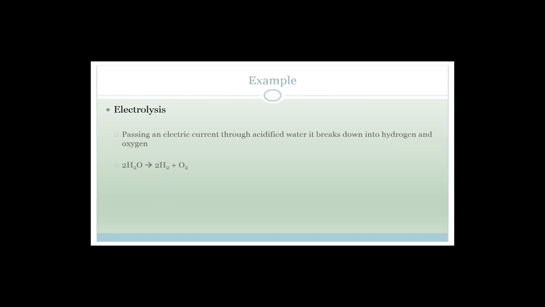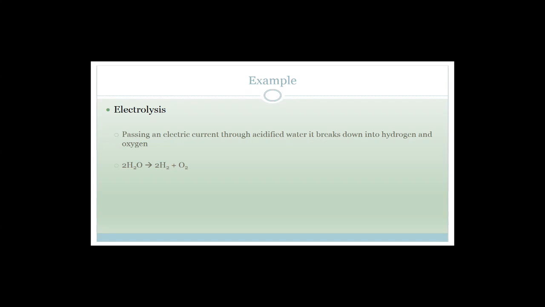The oxygen is released into the atmosphere, and the hydrogen is used to fuel the car, in other words, to make it go. The nice thing about this is when you burn hydrogen in oxygen, it forms water, so you go back to giving water off into the atmosphere. So that works quite well. Okay, so electrolysis is the passing of electric current through, for example, acidified water.